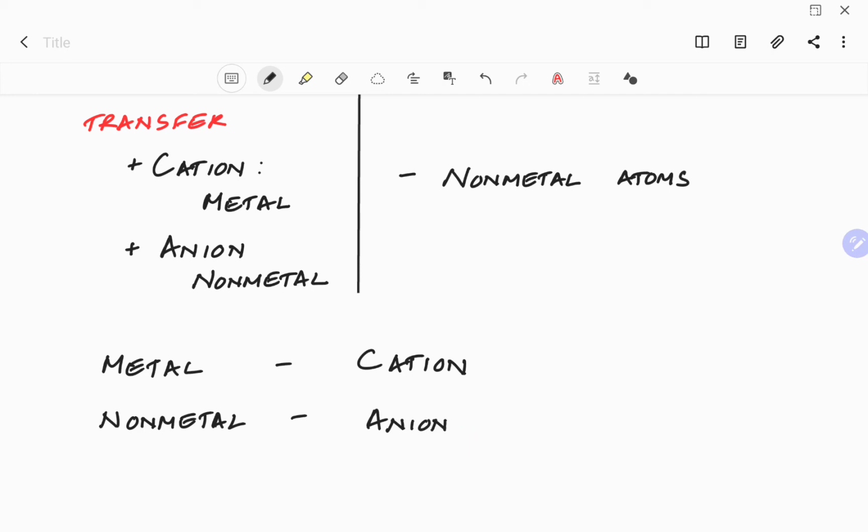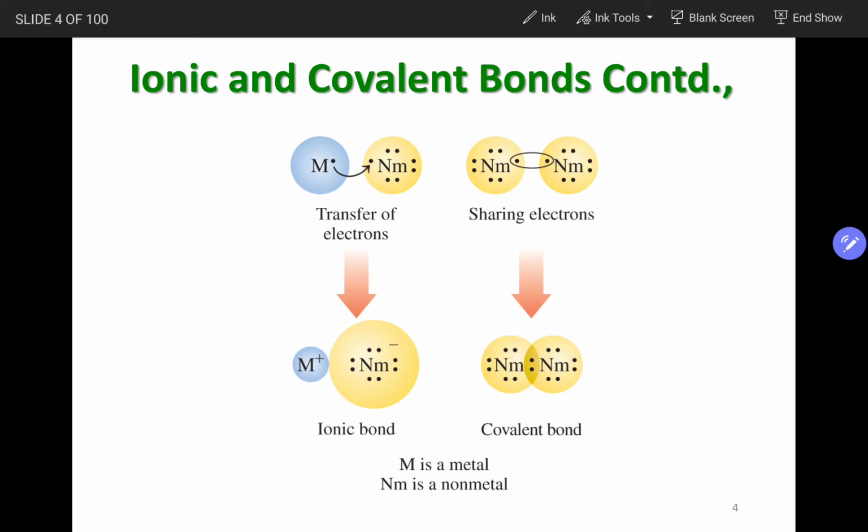The difference between a cation and an anion is that a cation is positively charged. Why? Because you are losing electrons. Cations are formed by the loss of electrons. That is why they are positively charged. And anions are formed by nonmetals, and they are negatively charged. I'm going to take you to a figure from your textbook and explain this concept in more detail.